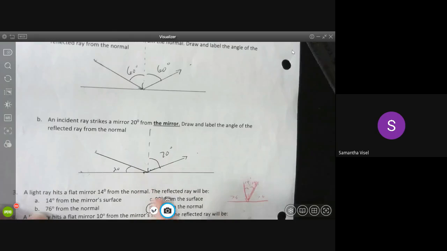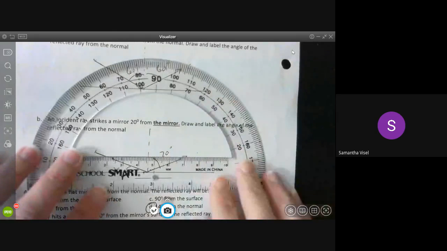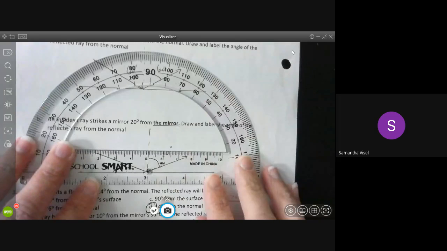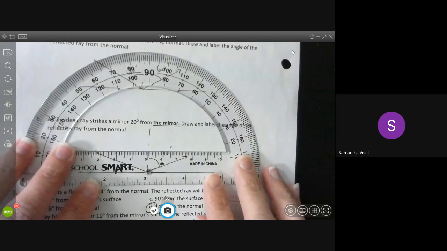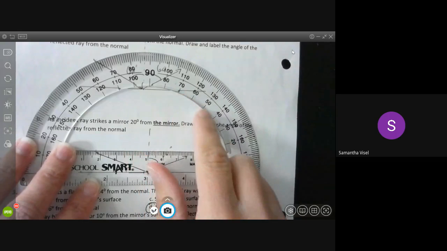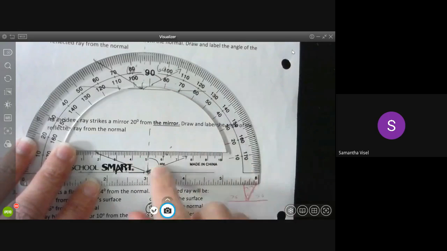So 70 plus 20. And I can check and verify that it's 70 from the normal. I put my protractor down and I count from 90. So 10, 20, 30, 40, 50, 60, 70 from the normal.